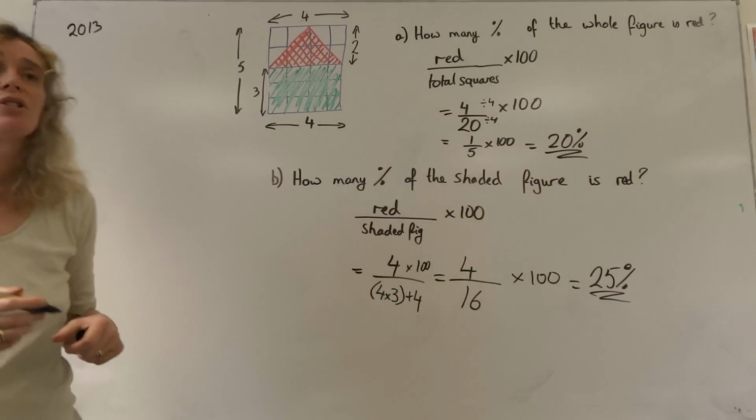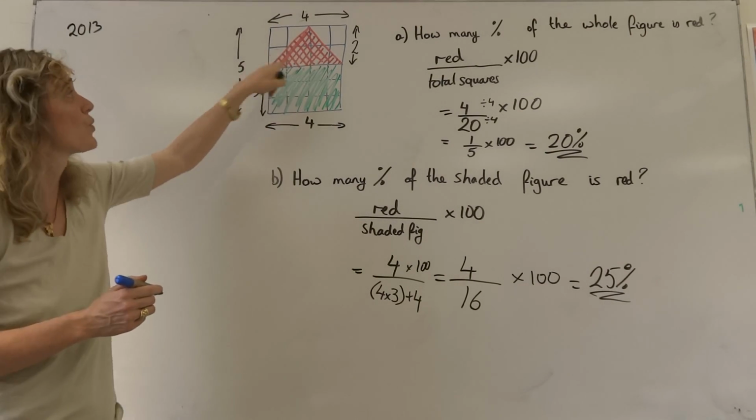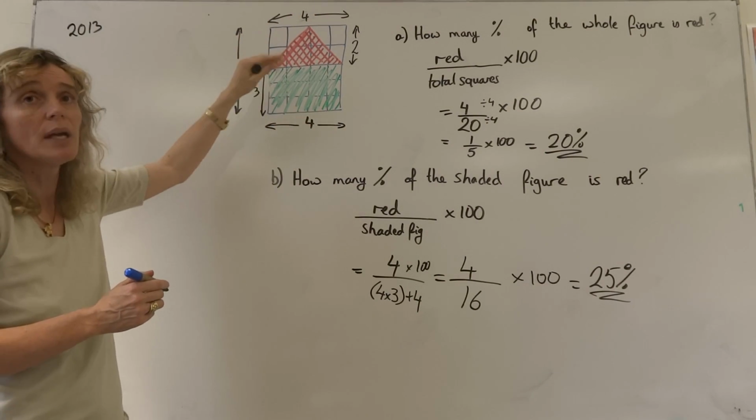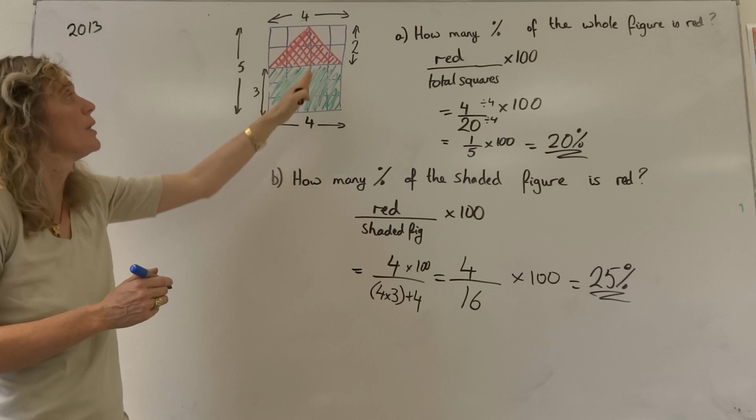So that's how we would solve that one. First, look at the red squares compared with the whole shape, then the red squares compared with only what's shaded.